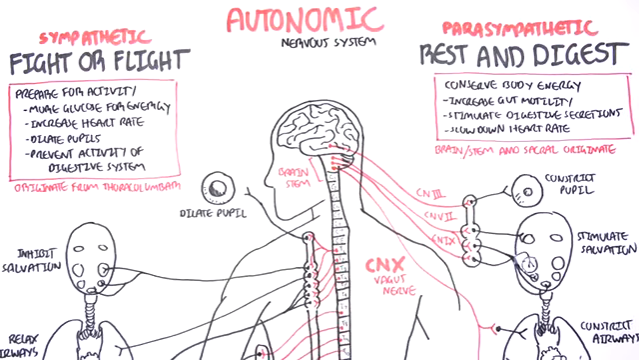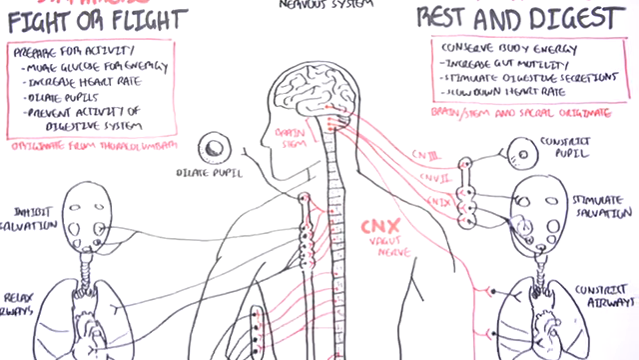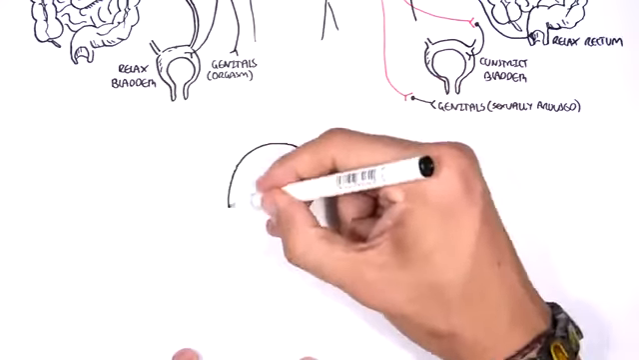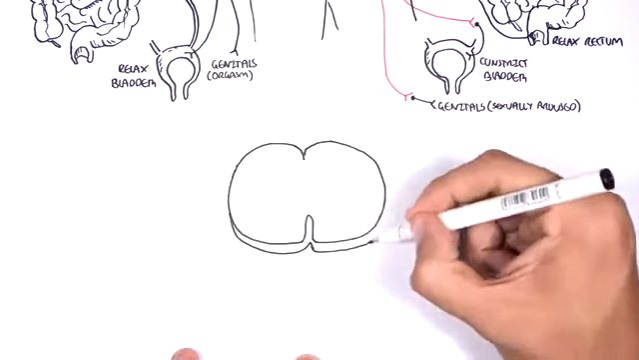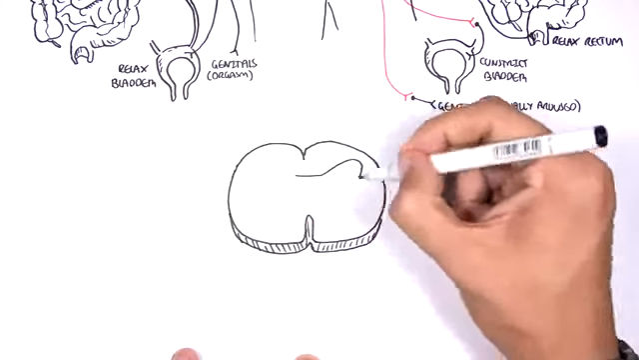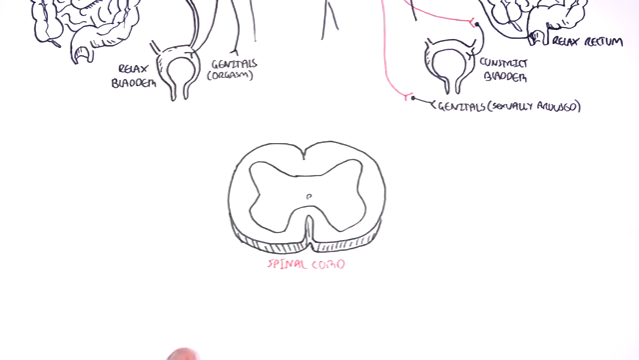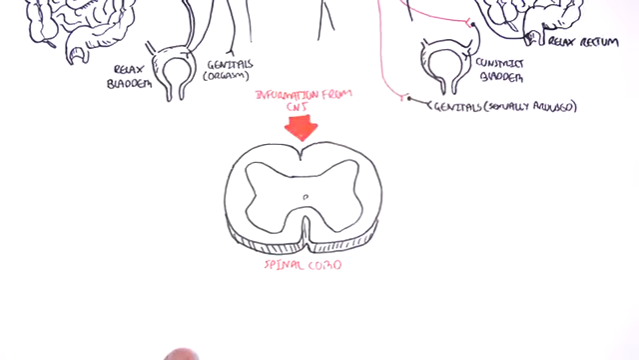Now let us look into the synapses and neurotransmitters involved in sympathetic and parasympathetic activity. So let's take a section of the spinal cord and see how information from the central nervous system, from the brain and the spinal cord, travels to the tissues via the parasympathetic or sympathetic nerves. Let us first look at the parasympathetic neurons and neurotransmitters.